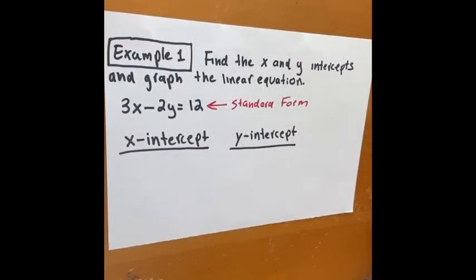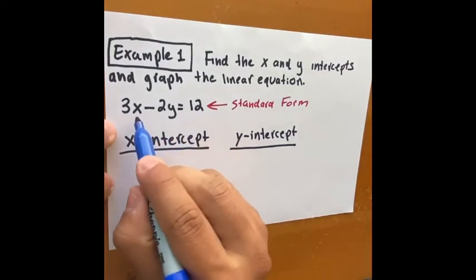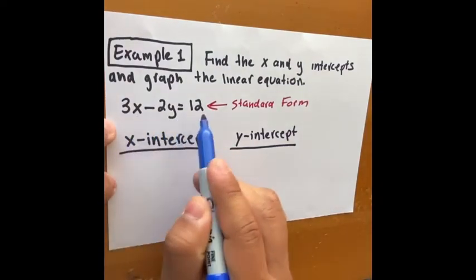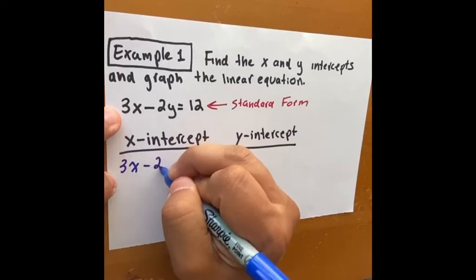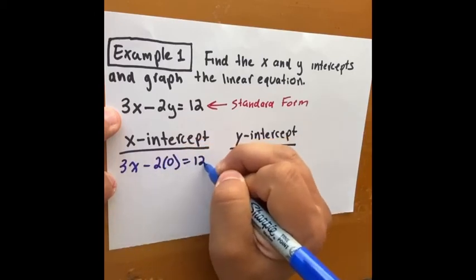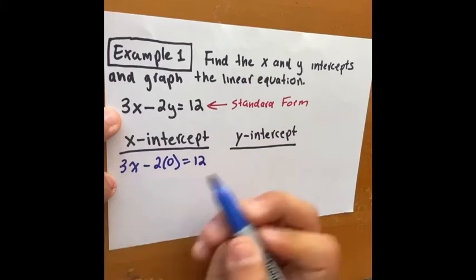Alright, so for example 1, we want to find the x and y intercepts and graph the linear equation 3x minus 2y equals 12. This linear equation is in standard form, so we want to find the x-intercept and y-intercept. In our first step, we want to find the x-intercept. Notice that all of our x-intercepts have a y value of 0. So we're going to take the standard form equation 3x minus 2y equals 12 and rewrite it, but we're going to plug in 0 for y, and we're going to solve for x.